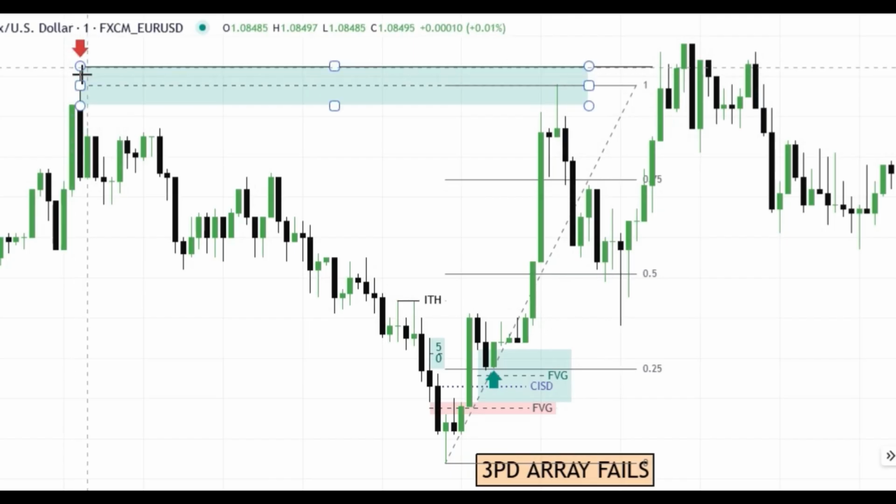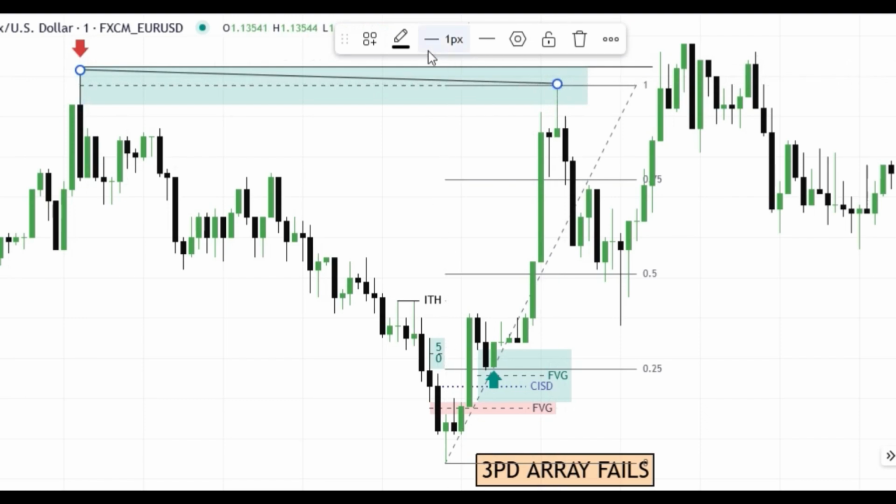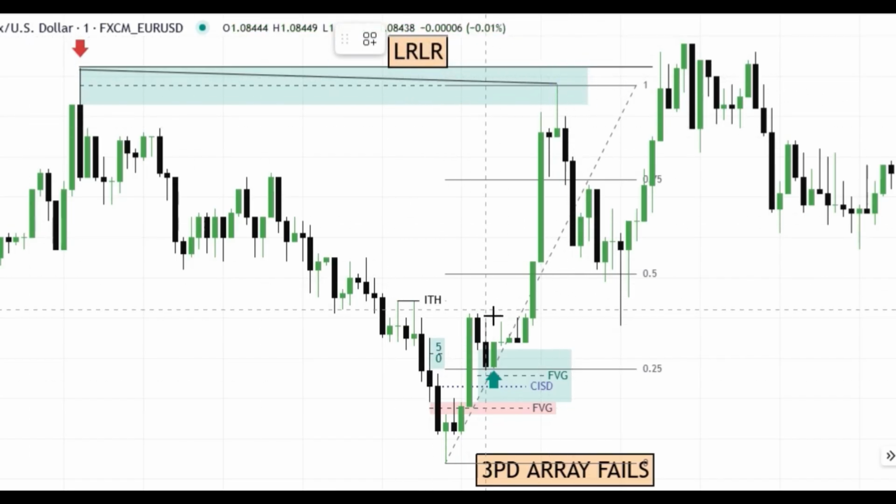The intermediate term high has been taken, but the liquidity still hasn't been swept. See, the buy-side liquidity still hasn't been taken. Instead, what has it created for us now? It has built low resistance liquidity. Do we have an FVG below 50%? Yes, this FVG right here, and these candles are respecting the fair value gap.